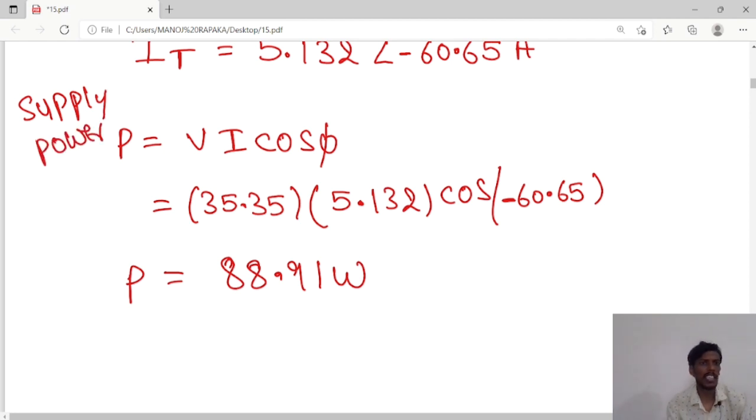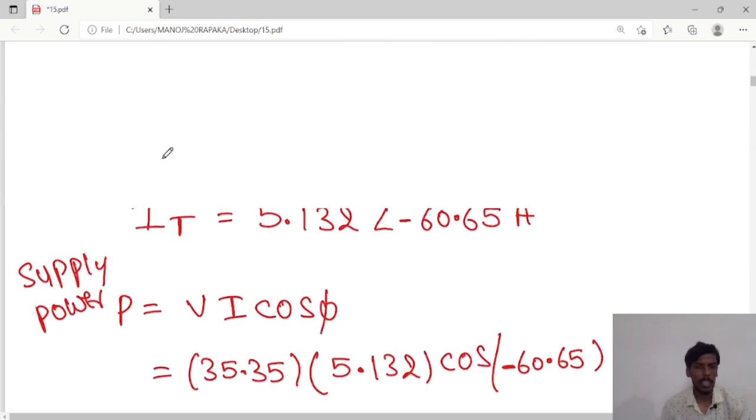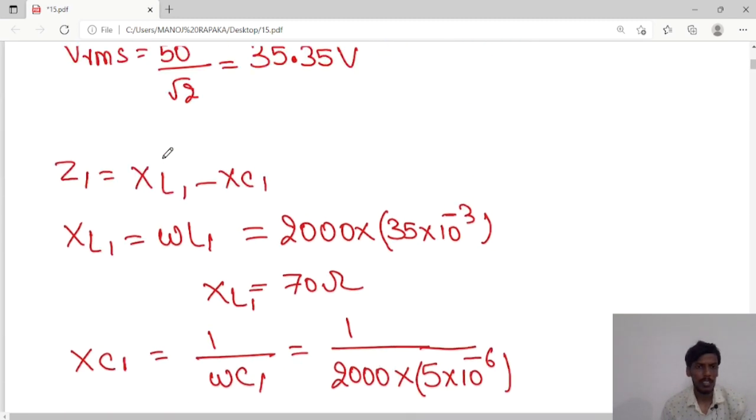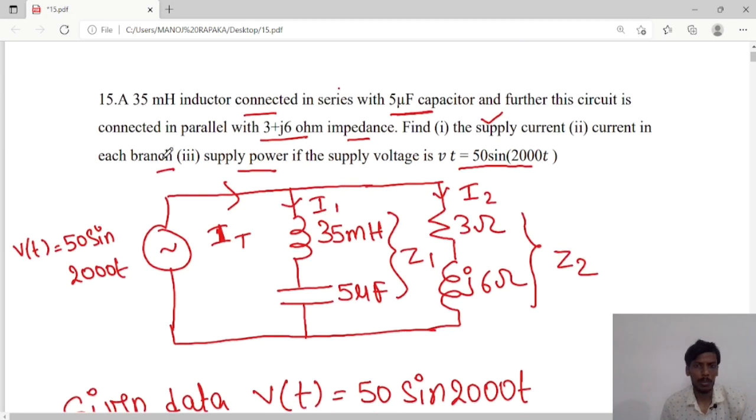So we have calculated the current in each branch as well as the total current and the supply power. So all the terms in the circuit have been calculated.